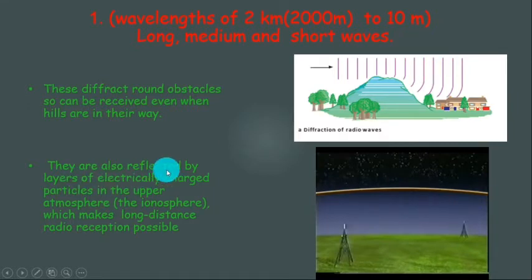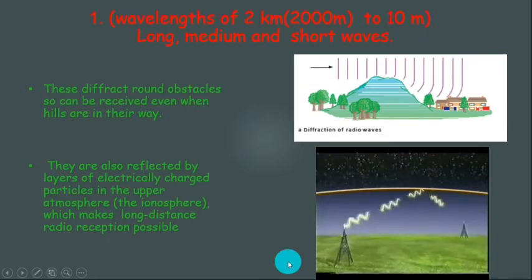They are also reflected by layers of electrically charged particles in the upper atmosphere, the ionosphere. Here, you know the atmosphere, right? At the top of the atmosphere we have a layer we call the ionosphere, okay? Which makes long distance radio reception possible. Look at this video.